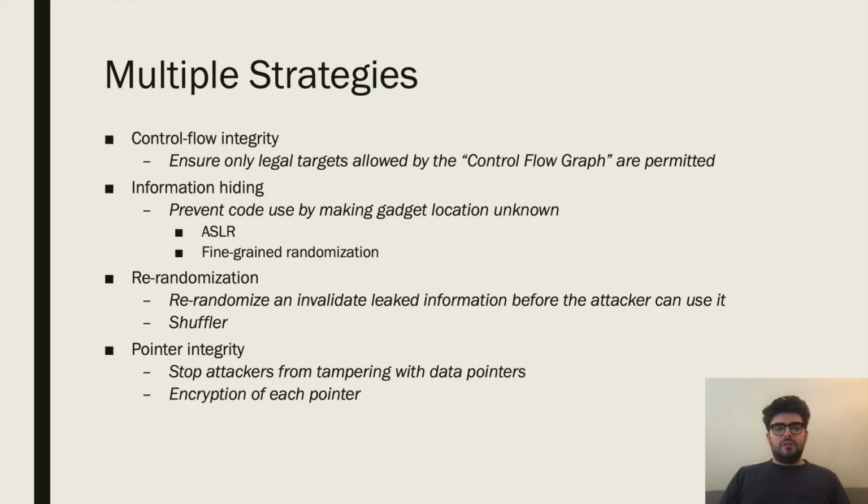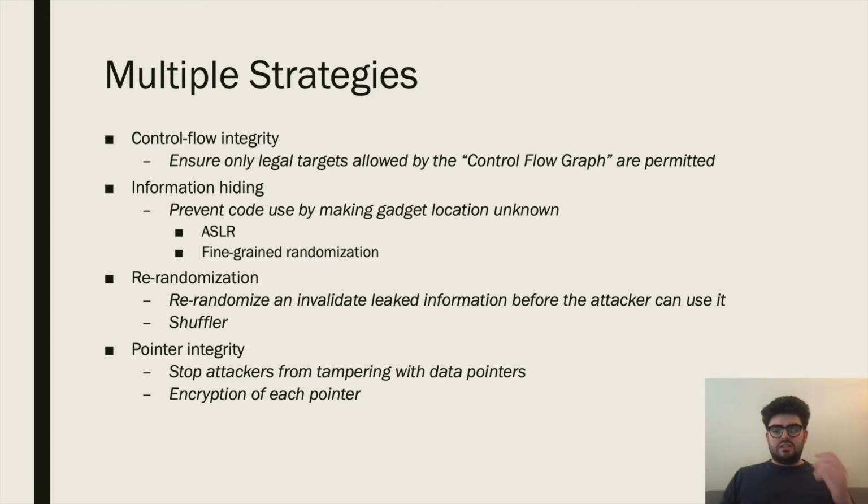There's control flow integrity, which ensures only legal targets allowed by what's called the control flow graph are permitted. There's information hiding, like ASLR, fine-grained randomization, the things I discussed much earlier. There's re-randomization, aka Shuffler. There's pointer integrity, where we encrypt pointers and try to stop attackers from tampering with the pointers in the first place.